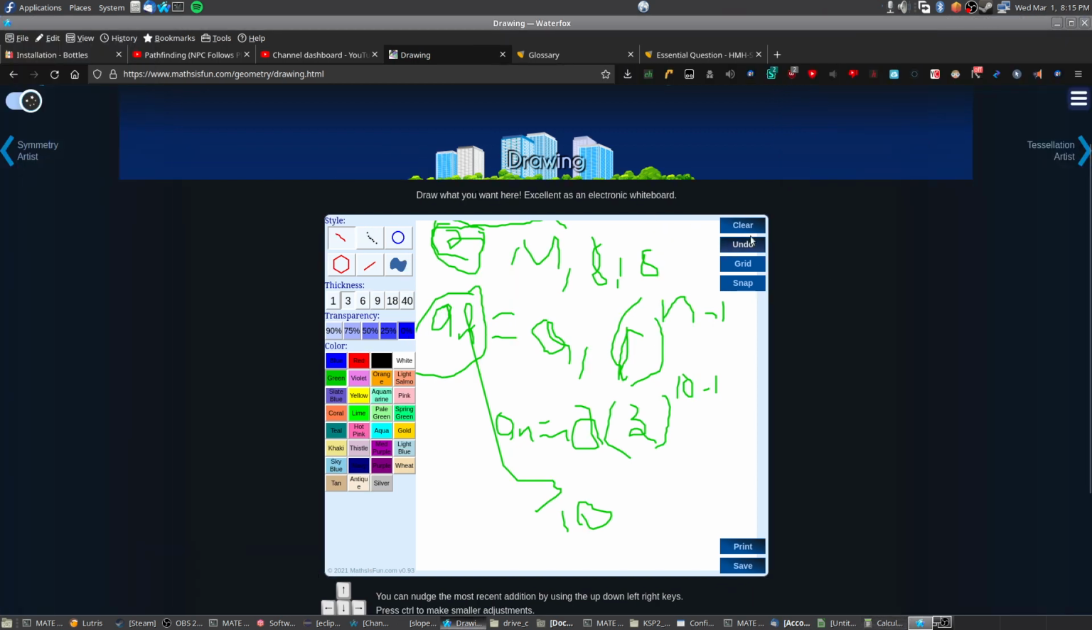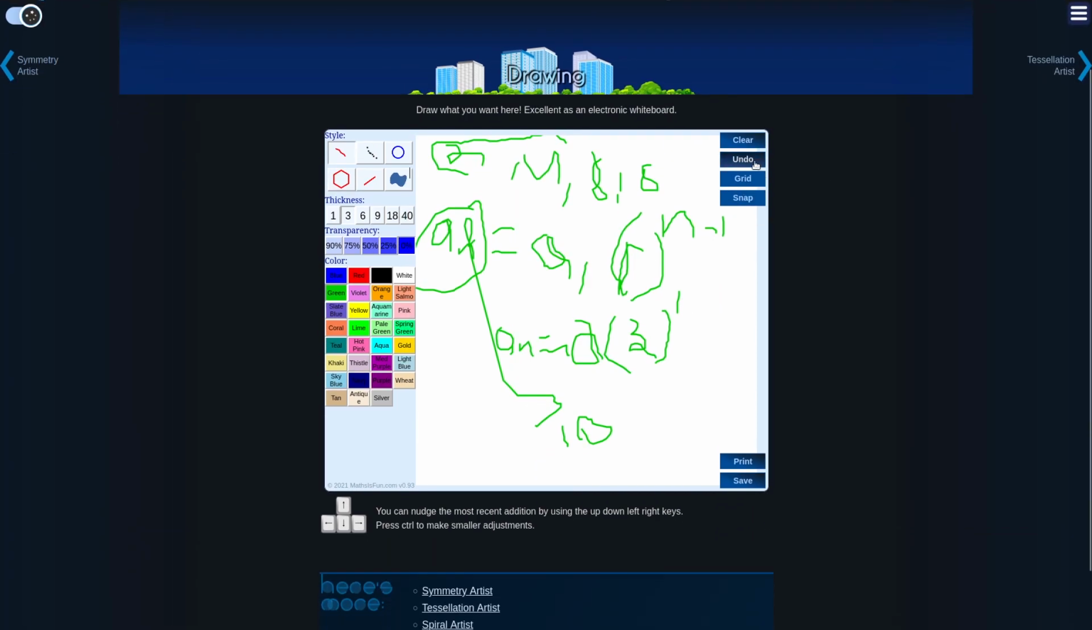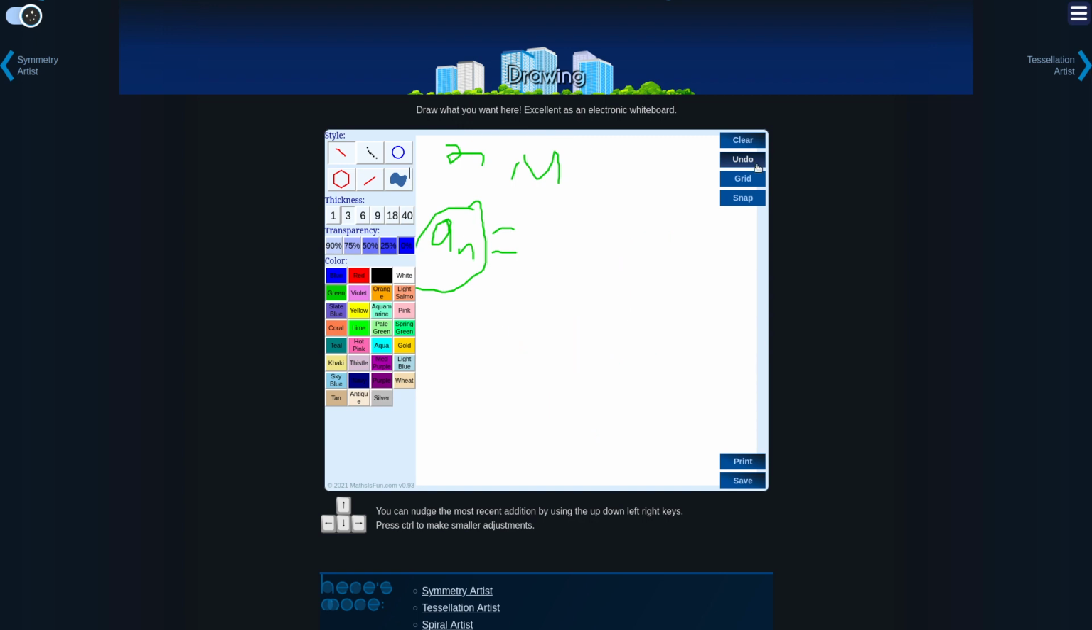All right, let's do something a little harder, going down. So, we're going to go 16, 4, and 1. So now we have to find the common ratio. So the ratio would be 1/4.